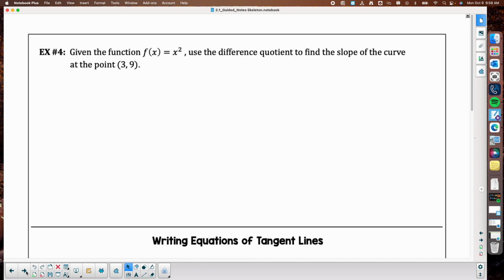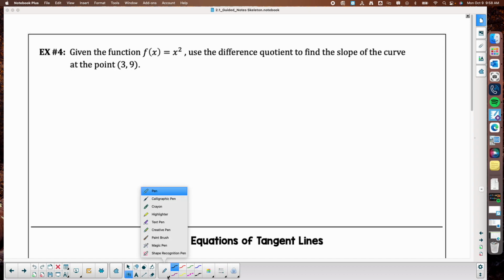So the whole point of that long formula is to find the slope. It says, given the function f of x equals x squared, use the difference quotient to find the slope of the curve at the point (3, 9). As soon as I see that, it immediately tells me that I'm going to be doing that limit of f of x plus h minus f of x, that whole formula.